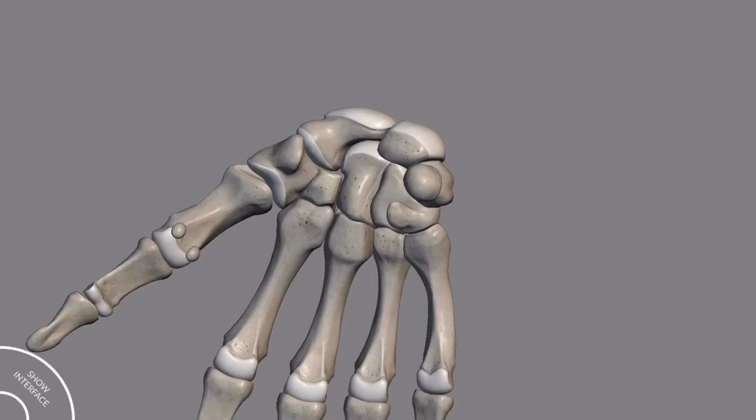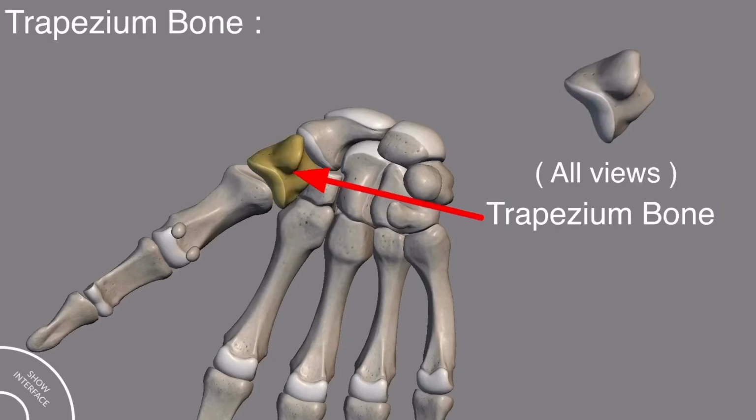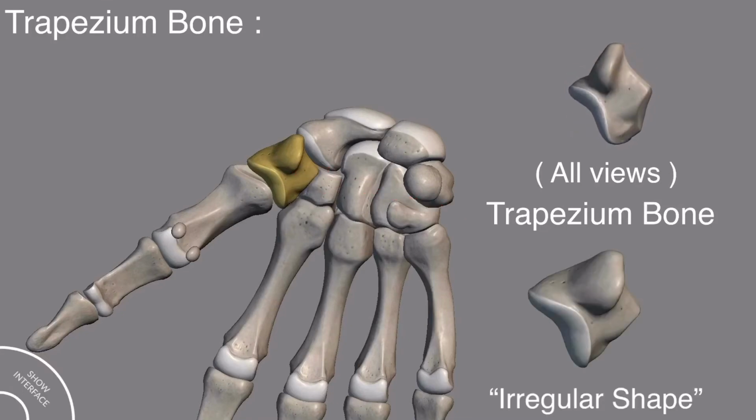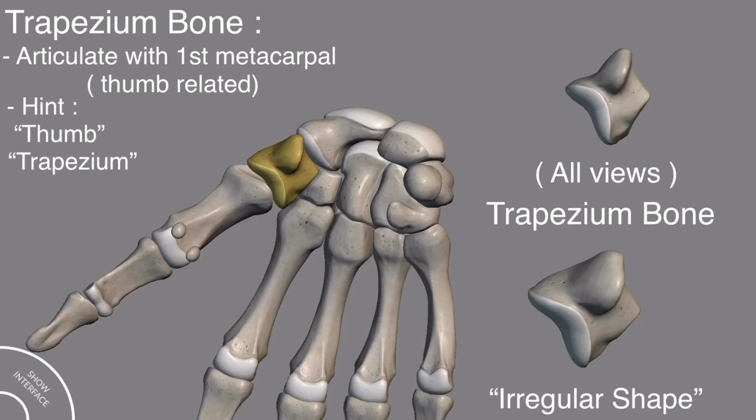Now we come to the distal row. The first bone in the distal row from lateral to medial is the trapezium bone. Trapezium bone is an irregular shaped carpal bone, and it articulates with the metacarpal of the thumb. So it is a way to remember that the trapezium articulates with the metacarpal of the thumb, because both the thumb and the trapezium end with UM. In the trapezium bone, there is a tubercle called tubercle of trapezium.